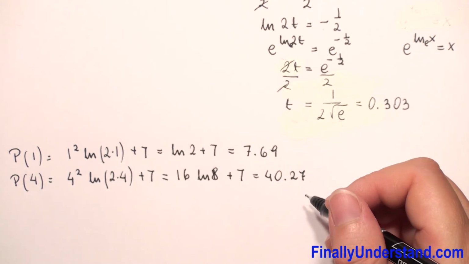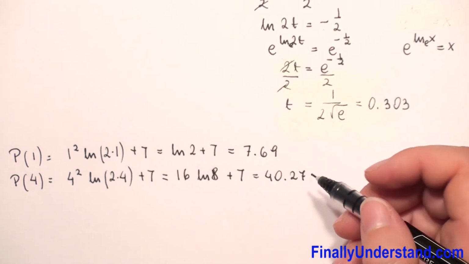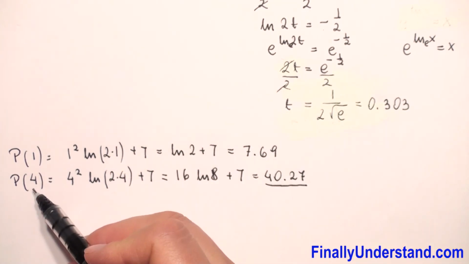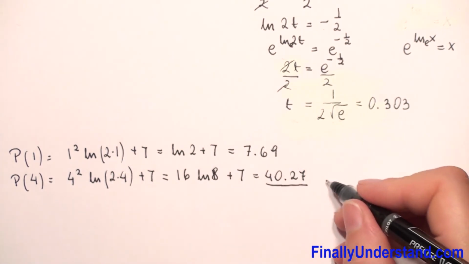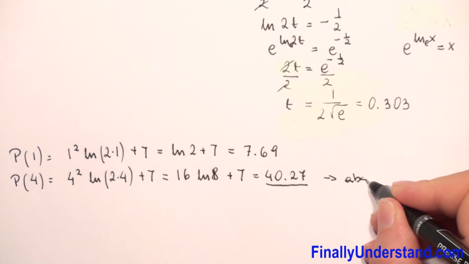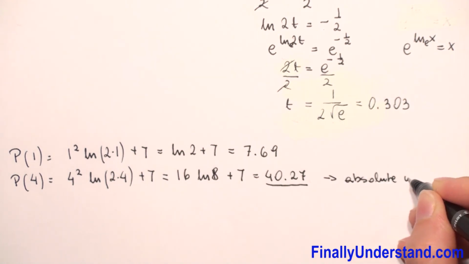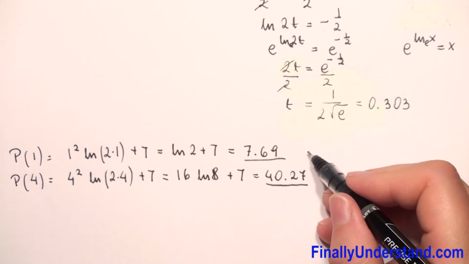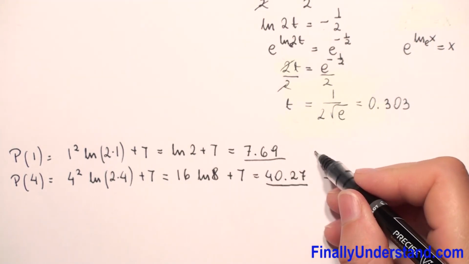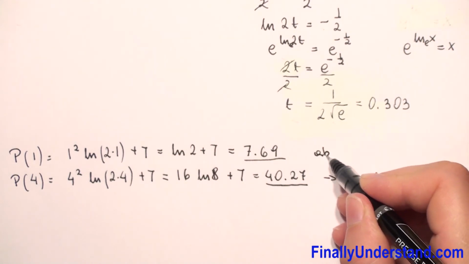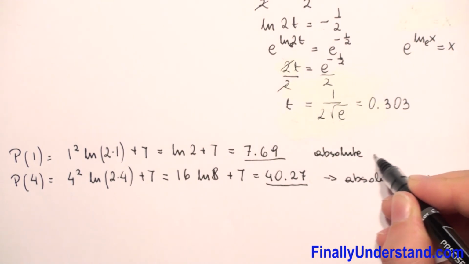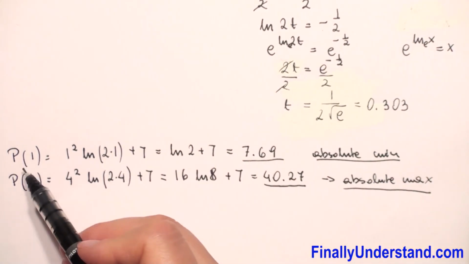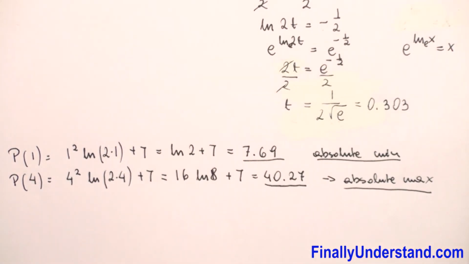Now we have to choose the largest value, which is 40.27 for t equals 4. This is our absolute maximum. And the absolute minimum is 7.69. You have the absolute minimum for t equals 1. This is my solution.